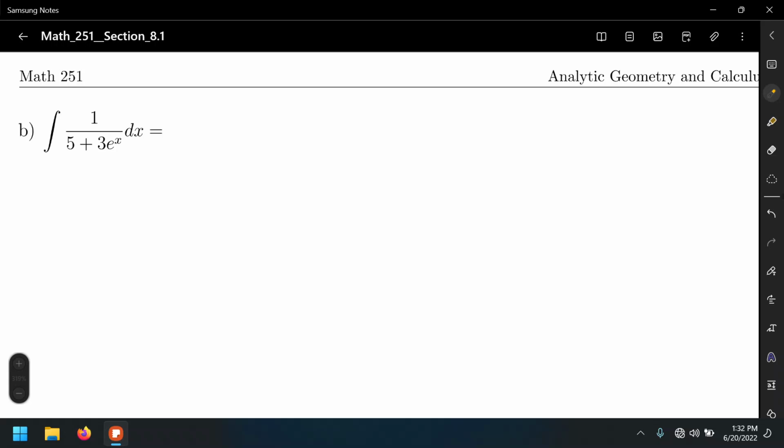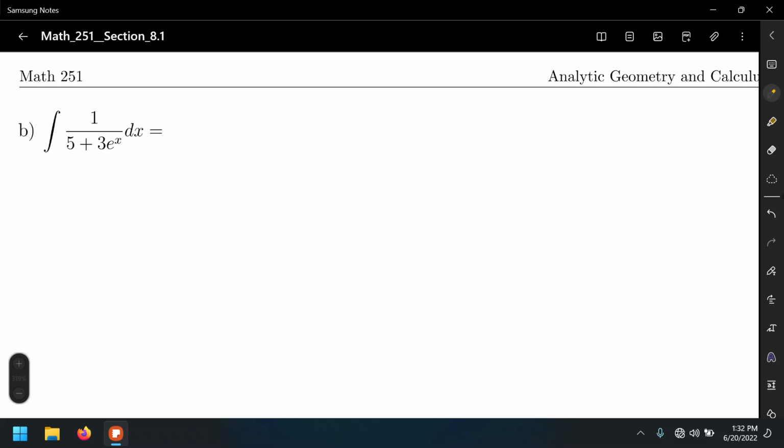All right, so what's the trick here? Yes, Adrian? A convenient one. A convenient version of 1, all right? So a special version of 1. So what quantity would be great to multiply by, 5 plus 3e to the x?